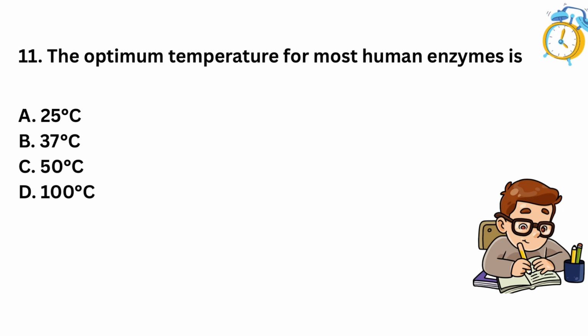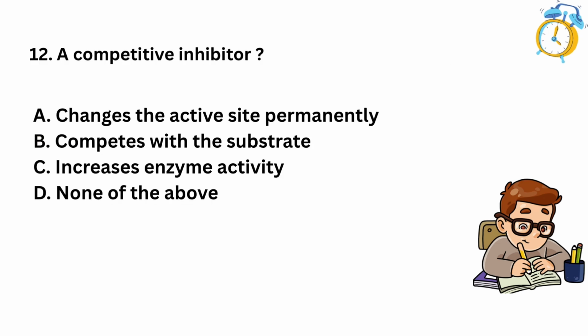The optimum temperature for most human enzymes is. The answer is B, 37 degrees. Question number 12 says, a competitive inhibitor. The answer is B, the one that competes with the substrate.